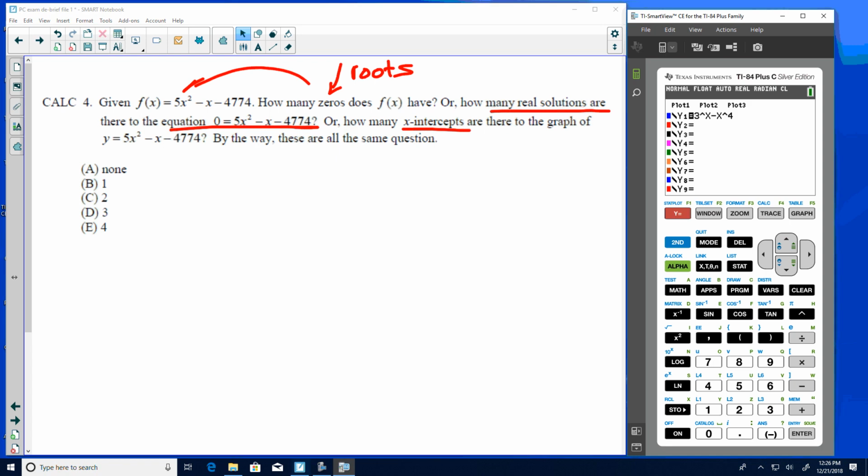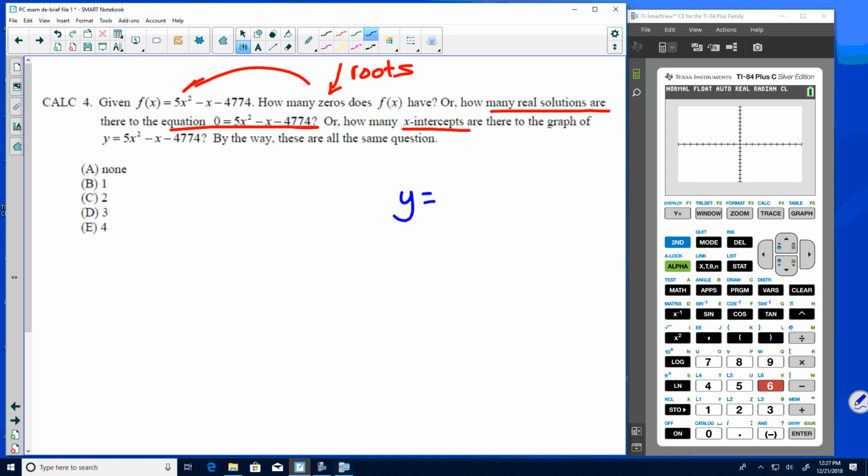So let's see if we can chase this guy down. And we've got 5x squared less x and less 4774. And here we are in the standard window, and we see absolutely nothing. Okay, so what's going on here? We do know that this is a parabola. We have 5x squared, right, less x less 4774. And because the leading coefficient here is positive, we know this parabola opens up.